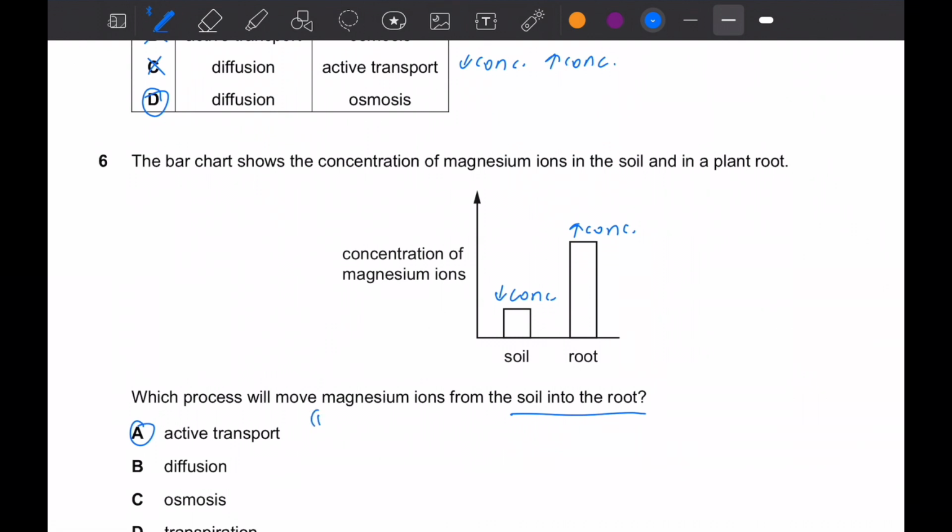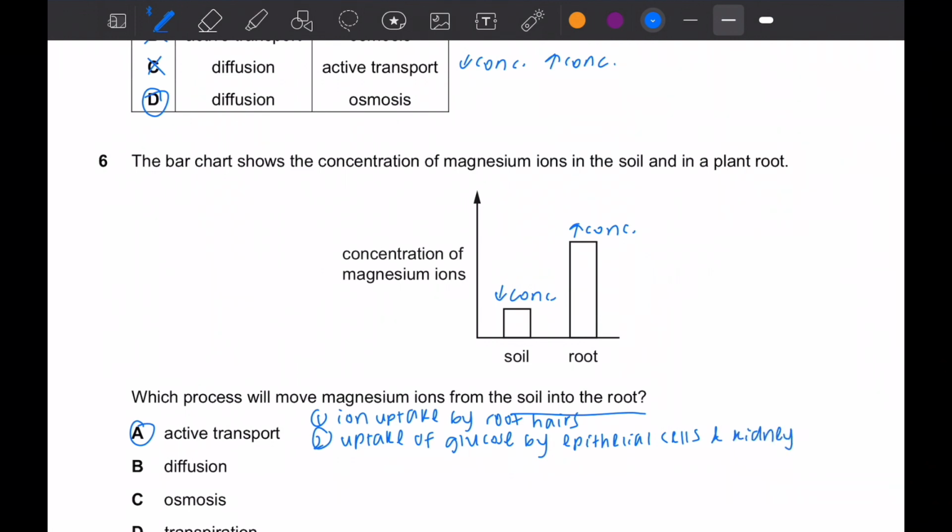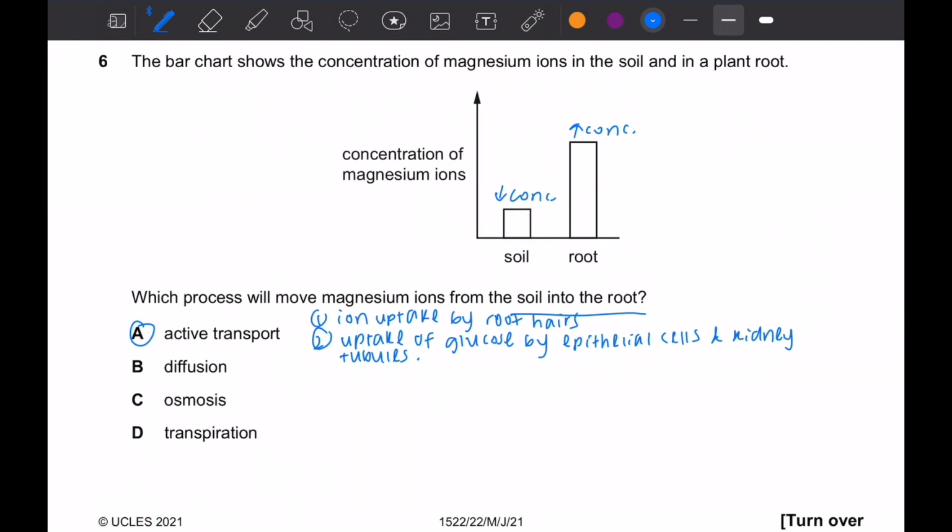Active transport is involved in the ion uptake by root hairs. Another example would be the uptake of glucose by epithelial cells in kidney tubules. Next question. The answer is not transpiration, because transpiration is the loss of water vapor.